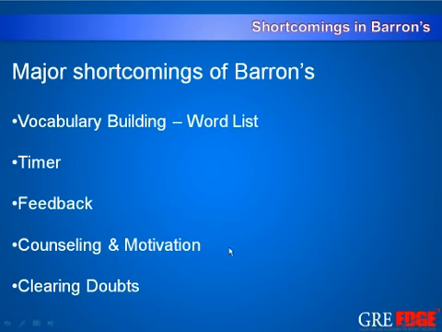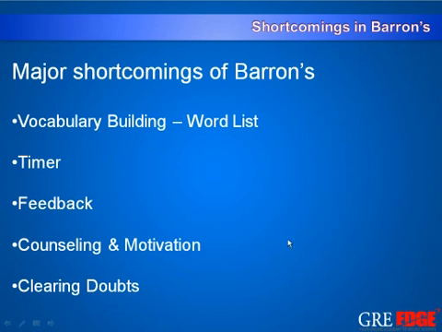Now, if you ask me the major shortcomings in Barron's, I would say vocabulary building, word list. Barron's doesn't have the word list, as I told you before. But even in the older version of Barron's which had the word list, learning these words was very, very difficult. That's because it was like a dictionary. Now, when you use a dictionary to study words, it becomes very difficult to remember them. Similarly, word list and vocabulary building is a problem in Barron's.